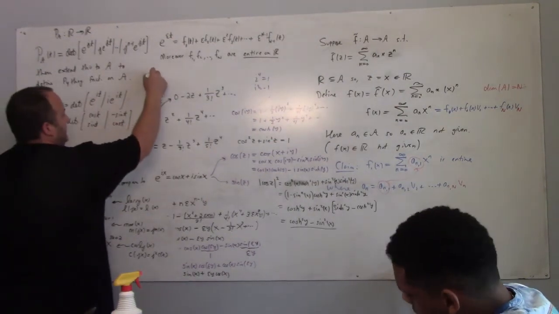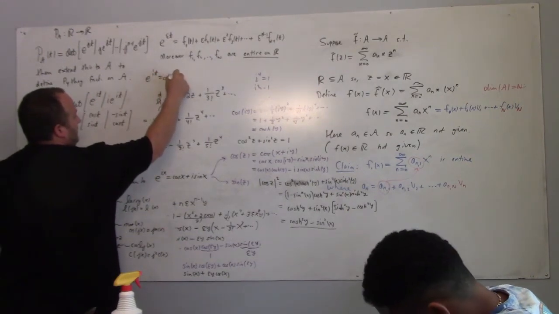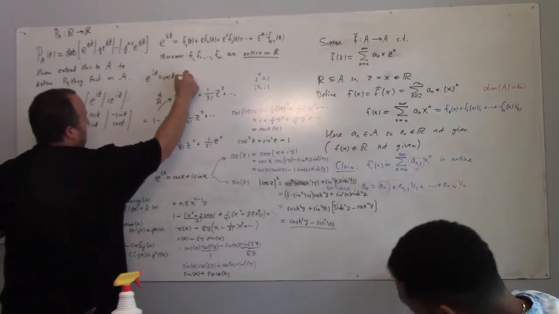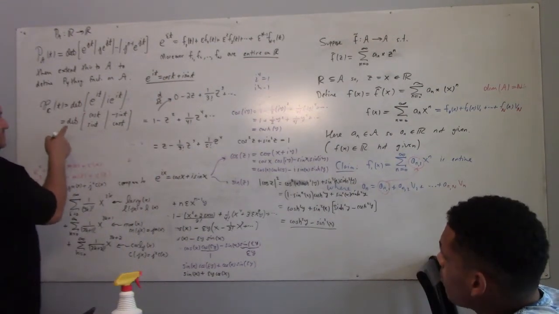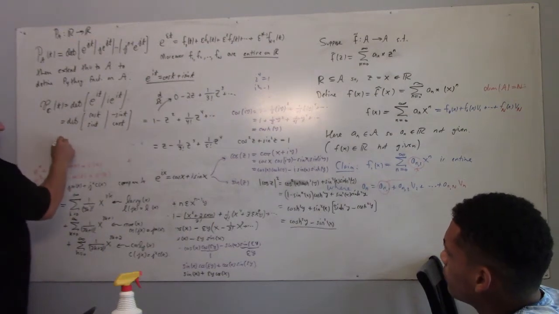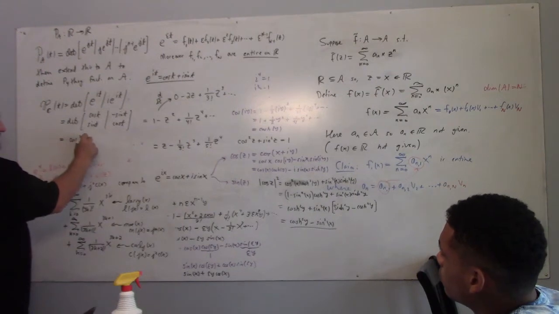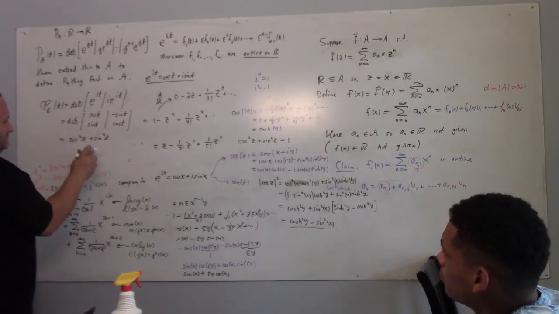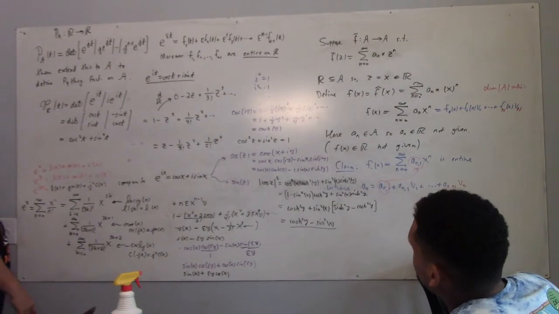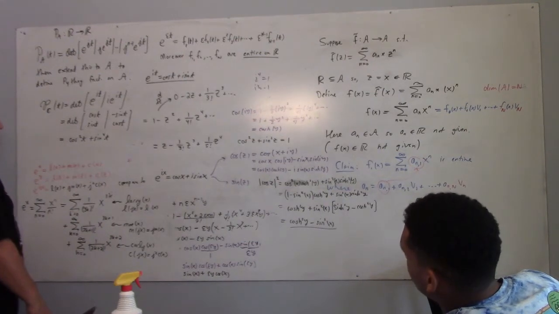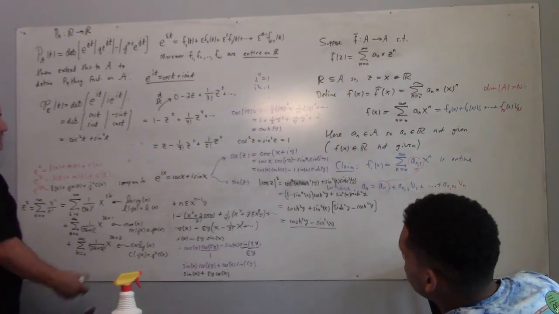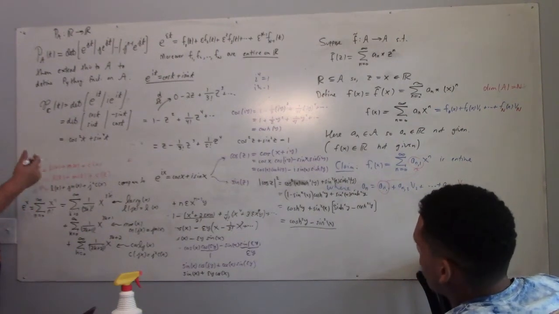e to the it, of course, is what? It's cosine t plus i sine t, right? So we get cosine squared t plus sine squared t, just t, because sine squared plus cosine squared is 1, identically equal to 1.